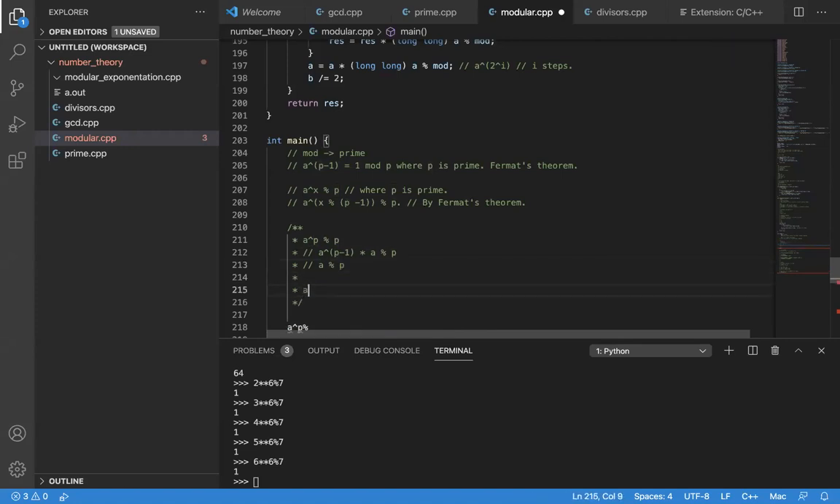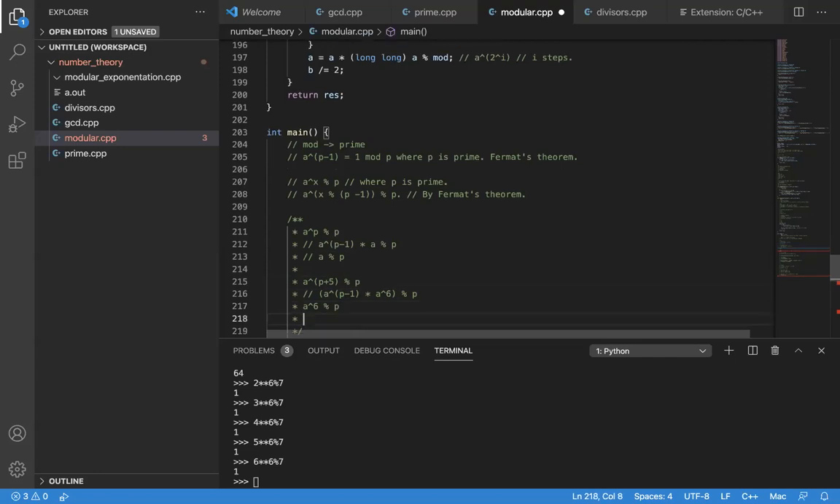If your number was a power x mod p, suppose your number was a power p plus, let's say, 5 mod p, what would you do? You can write it as a power p minus 1 times a power 6 mod p. You know a power p minus 1 mod p is 1, so this will be a power 6 mod p. So a power 6 mod p, you can even say a power (p plus 5 mod p minus 1) mod p.